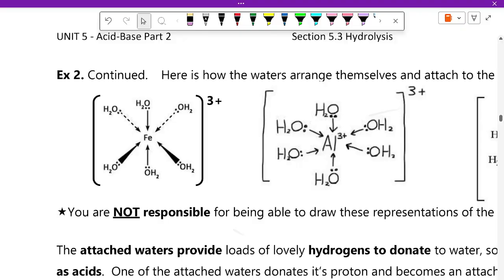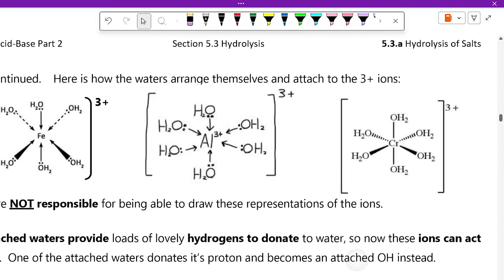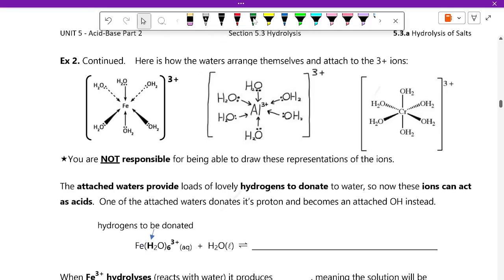So, you are not responsible for being able to draw these representations. You just need to know that they exist. And can you look them up? You sure as heck can, right? Because they're on your table. Do you need to do anything else with them? No. All right?